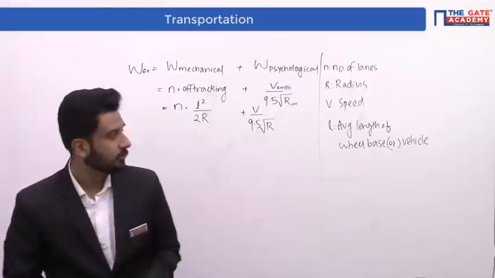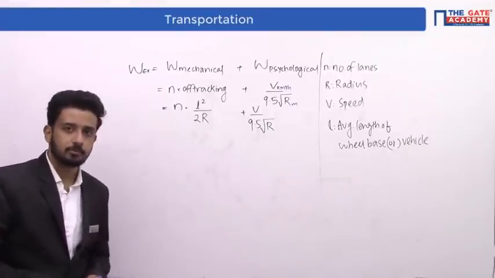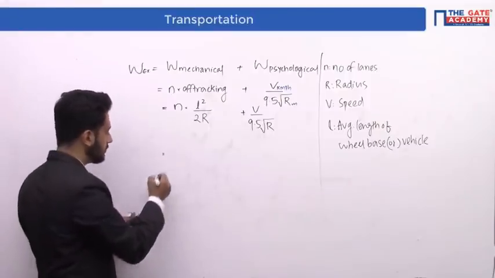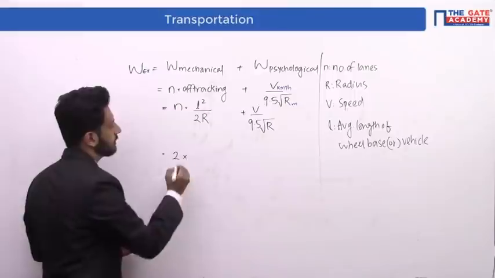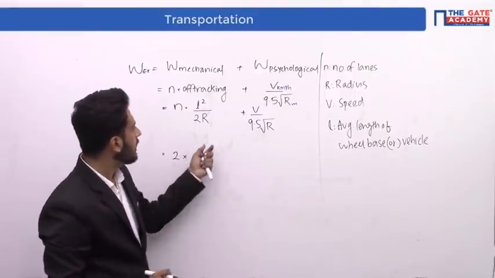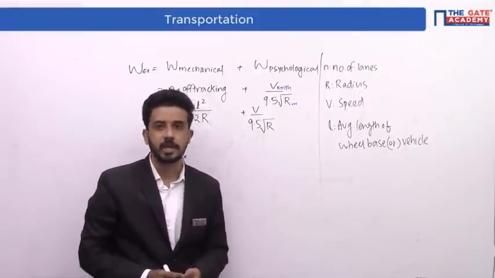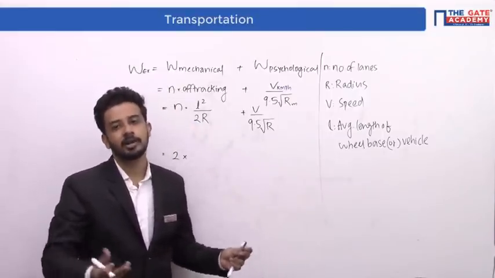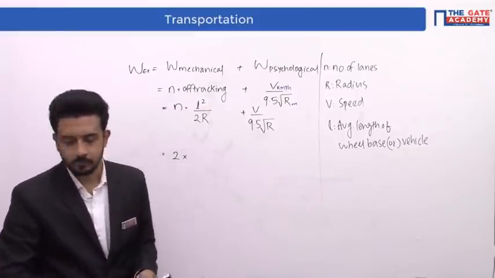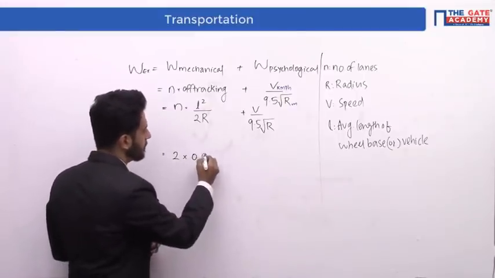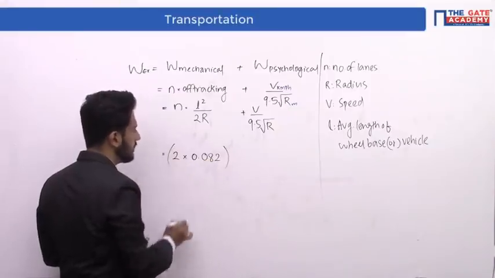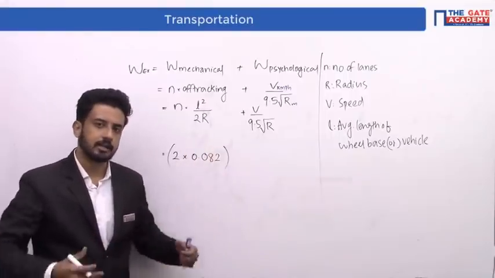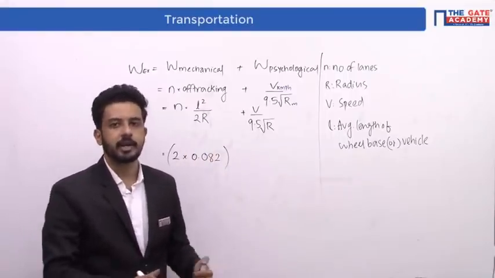Check whether they have given the number of lanes. Yes, N is equal to 2. L square by 2R is nothing but off-tracking, so there is no need to substitute anything, because they have directly given the off-tracking: 0.082. So this many meters will be the mechanical widening, the widening required due to the off-tracking.